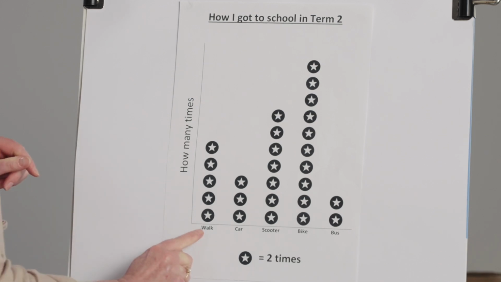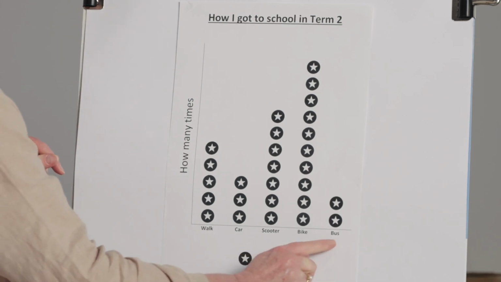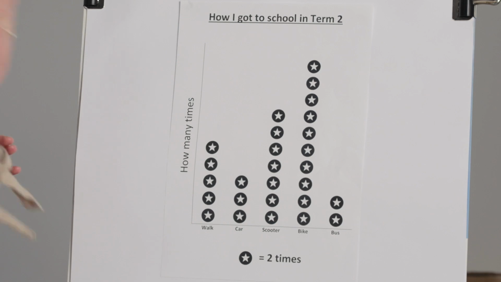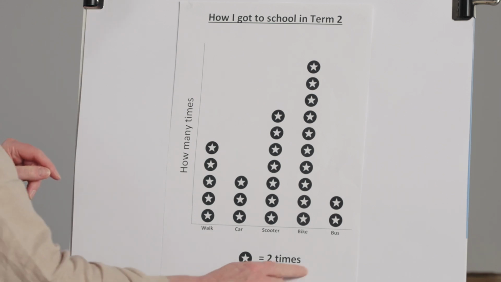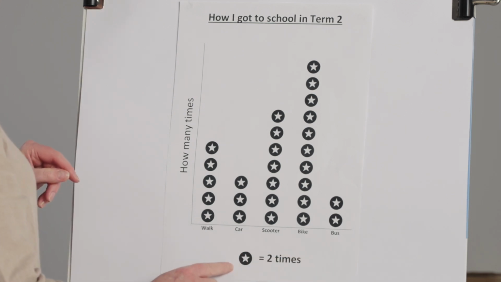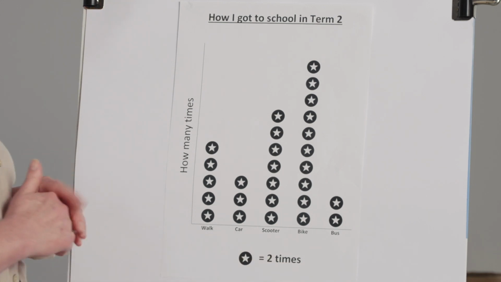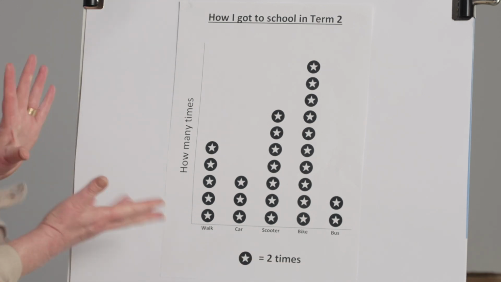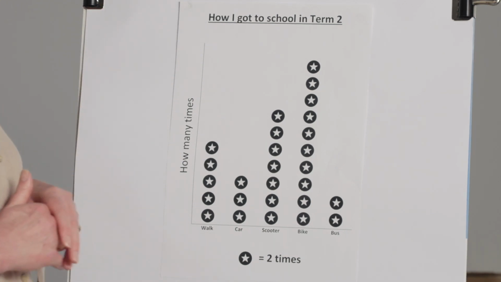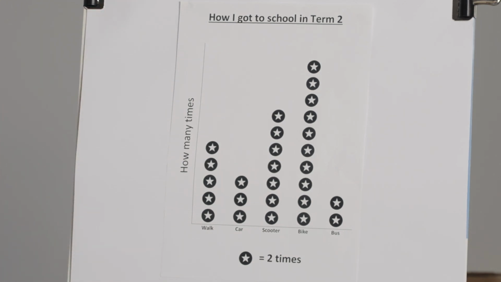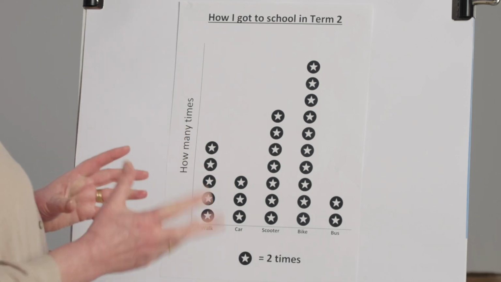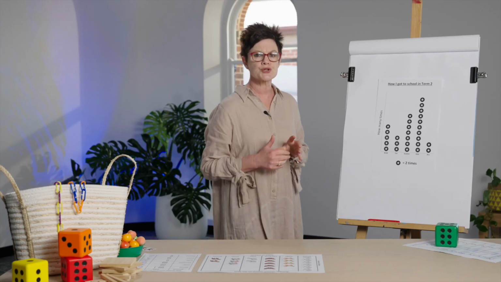I can see some categories. Okay, and I can see something here. Sometimes we call this a key, or we can see a symbol and it's telling us it's equal to something. So what have we got here? It looks like we've got some data collected about how a certain person got to school in term 2.